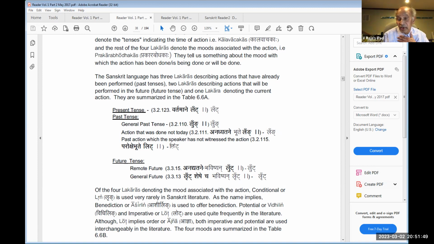It's very rarely used and it's very difficult. The common thing is lung. Anadyatane, adya is today. We explained that when I explained the days of the week. Anadyatane, tana tane, saptami. It is not today. Anadyatane bhute. Bhuta is past, bhute in past. The thing that happened not today, that type of past tense is called lung.